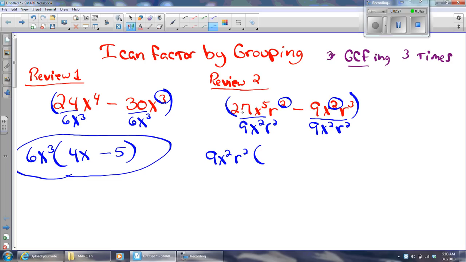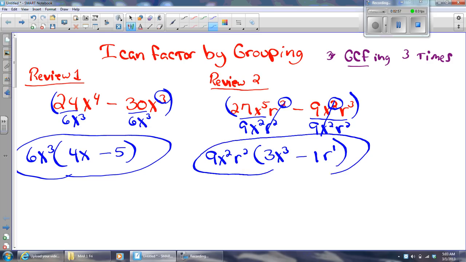and 27 divided by 9 is 3. X to the fifth divided by x squared is x cubed, and the r squareds cancel. Over here, 9 divided by 9 is 1. X squared divided by x squared is also 1, but I'm not going to write times 1 down. It might look like an 11. And then r cubed divided by r squared is plain old r. Or, if you're actually literate, r to the first. There we go. Pretty easy stuff.